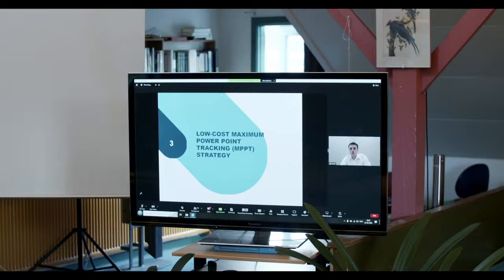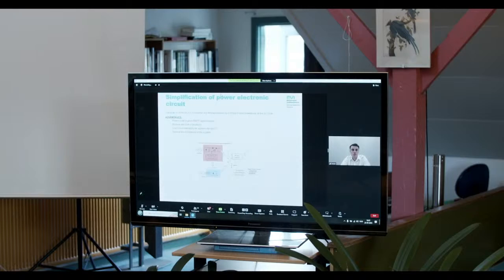Now I'm going to speak about the low-cost maximum power point tracking, or MPPT, strategy we have implemented. In case someone doesn't know what I'm talking about, maximum power point tracking is a strategy that maximizes the power generation, so that at each wind velocity we can reach the maximum power.